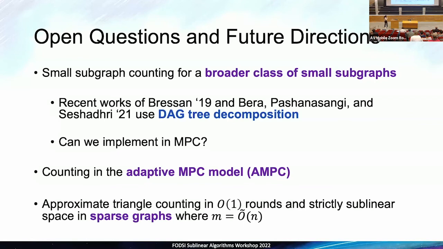And finally, if you're considering sparse graphs, when m is Õ(n), an important question is whether approximate triangle counting in O(1) rounds can happen in sublinear space. This was actually posed by one of our anonymous reviewers, so thank you, whoever that was. Notice that this is trivial in the near linear space regime, because for sparse graphs, you can just put the entire graph on one machine and solve it. So this question is only interesting in strictly sublinear space.